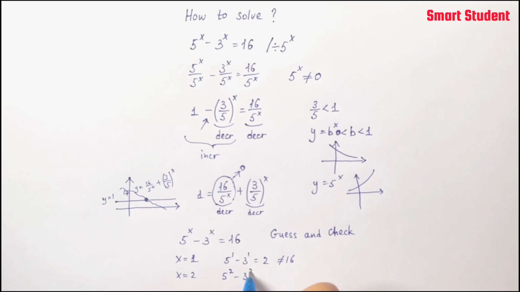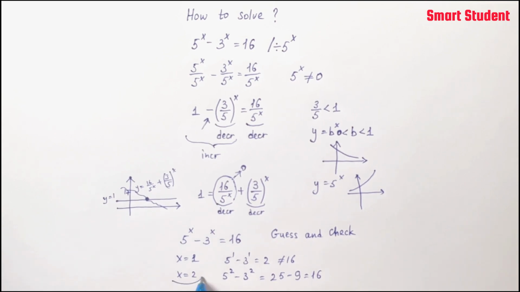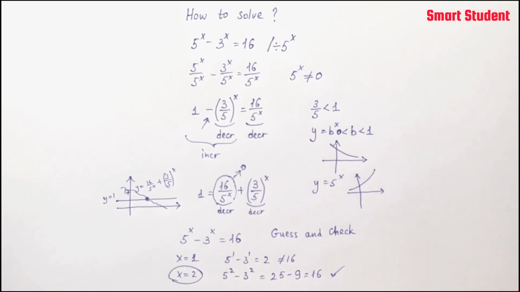So let's see, 5 squared minus 3 squared. It is 25 minus 9, and that is equal to 16. Super. So we got the answer. Okay, great. That means x equals 2, and this is the only solution to this equation.